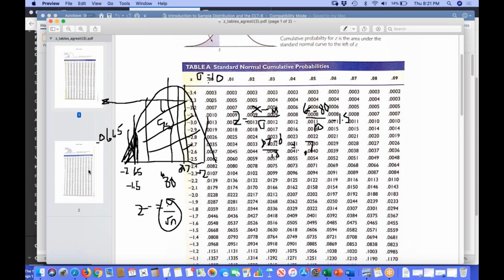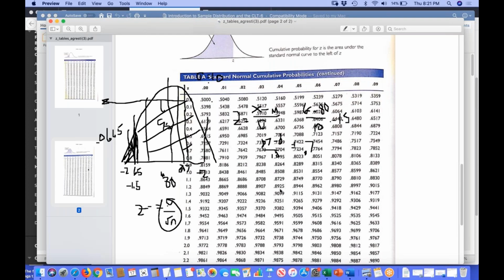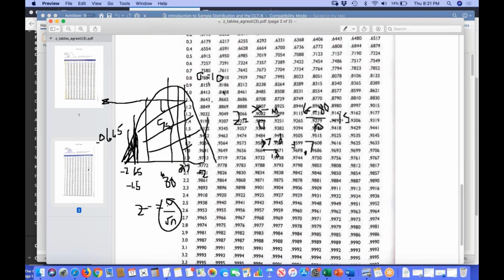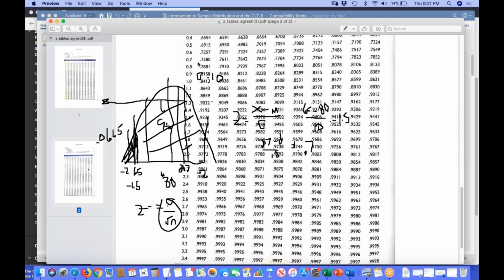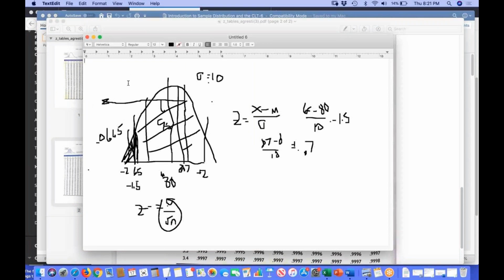So now I've got to go to the second table, because it represents all the values above 50%, in other words, positive Z-scores. Okay, so the area for a Z-score of 0.70 is 75.8%, 0.758. I apologize for using the trackpad.